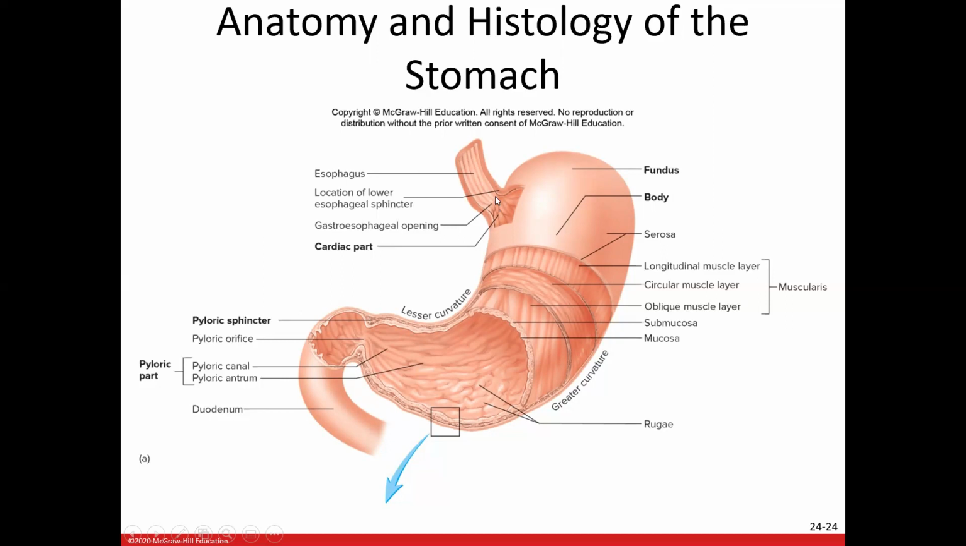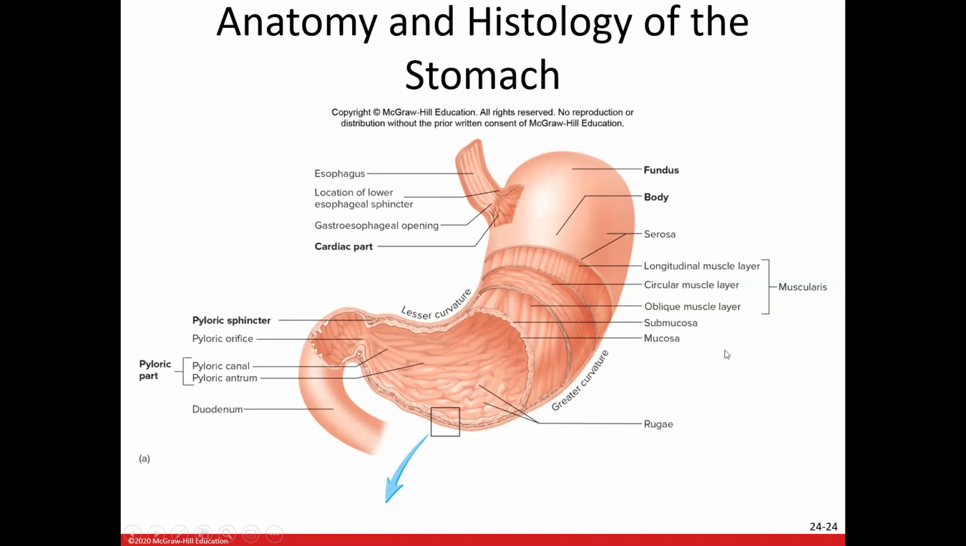Then we have your 2 sphincters, your cardiac sphincter right here, which separates the esophagus from the rest of the stomach. This makes sure that when food comes from the esophagus into the stomach, it doesn't go back up, as well as preventing any stomach acid or other materials from getting back into the upper part of the GI tract. And then on the other end of the stomach, we have the pyloric sphincter. When the stomach is ready to move contents into the small intestine, the sphincter will open, allowing food to move through.